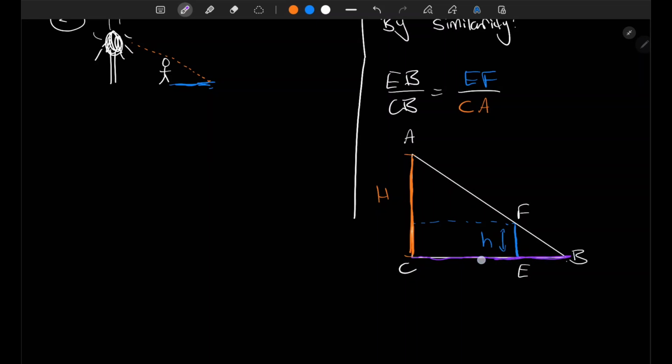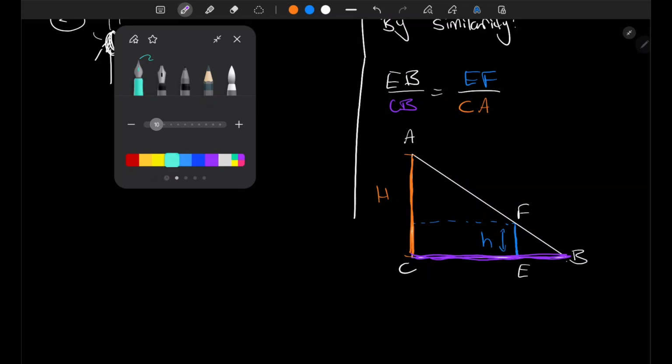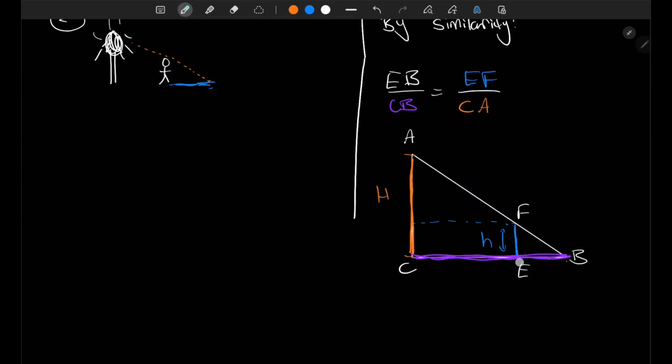This guy, so CB, and I'll also have, let's say, this color, and this guy. So this is EB. So the ratio of these two should be equal to the ratio of these two.